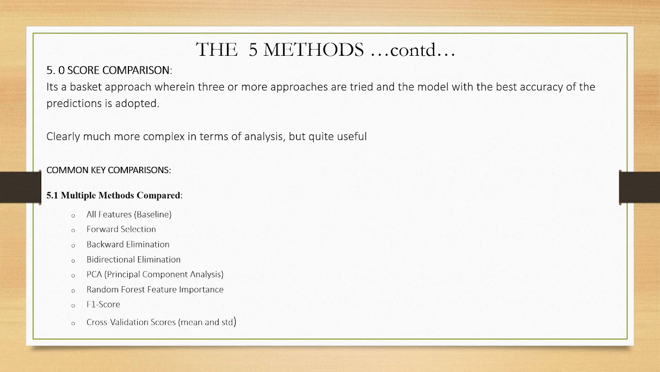at every run. Then number five is the score comparison technique, which is a basket approach where three or more approaches are tried in the model, and the one with the best accuracy of predictions is adopted. But clearly, this is much more complex in terms of analysis, although it may be quite useful in terms of quality. So among those key comparison options, number one is multiple methods comparison, which can cover all features, forward selection, backward elimination, bi-directional elimination, PCA (principal component analysis), random forest feature importance, F1 score, and cross-validation scores to cover the mean average and standard deviation.